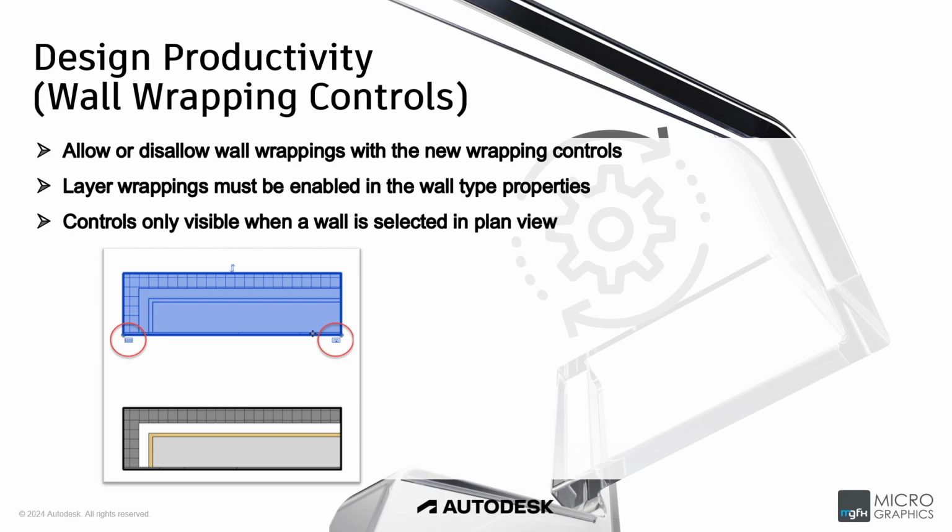When wall layer wrapping is enabled for wall ends, the wrapping behavior of each wall end can be changed with a control located near the wall end. The control is only visible when the wall is selected in a plan view. Click the control to change the wrapping behavior of the layers at the wall end.